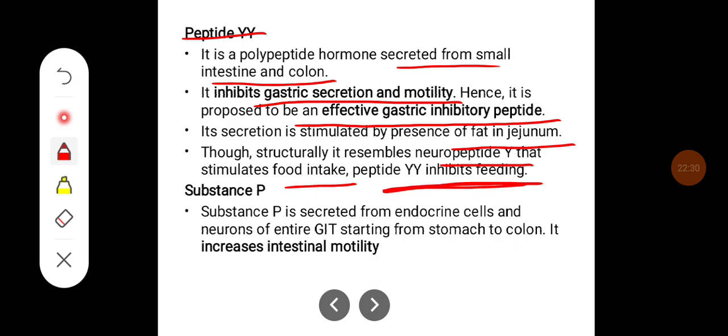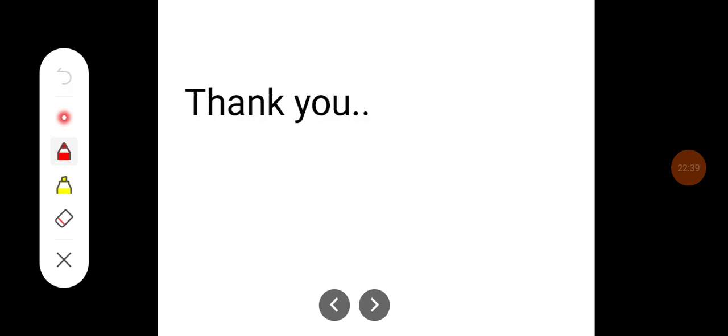Substance P is secreted from endocrine cells and neurons of the entire GIT, starting from the stomach to the colon. It increases the intestinal motility. So this is all in brief about the gastrointestinal hormones.